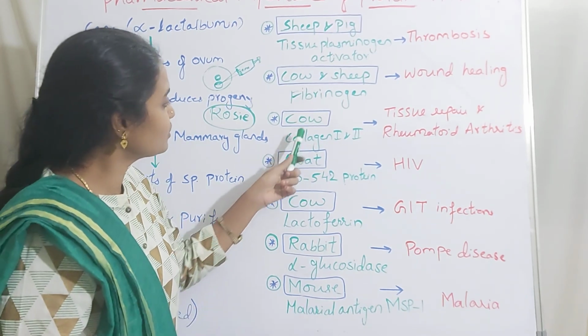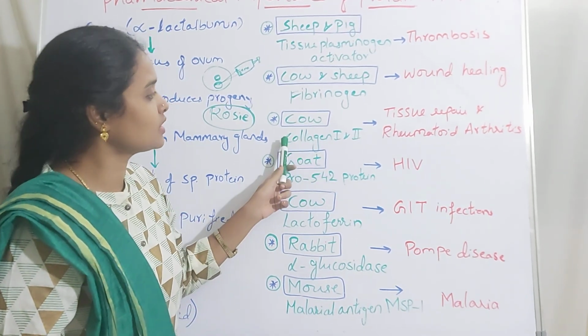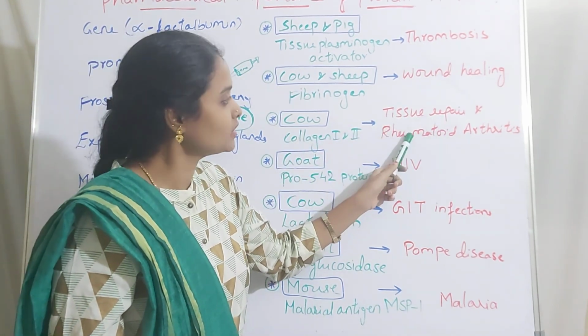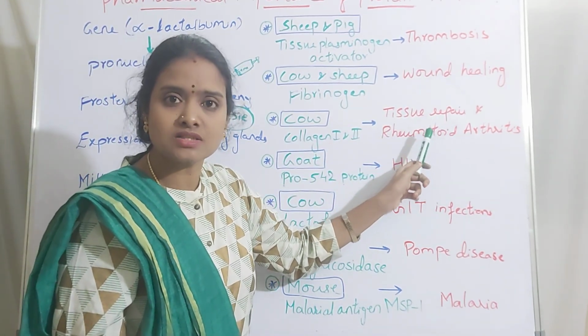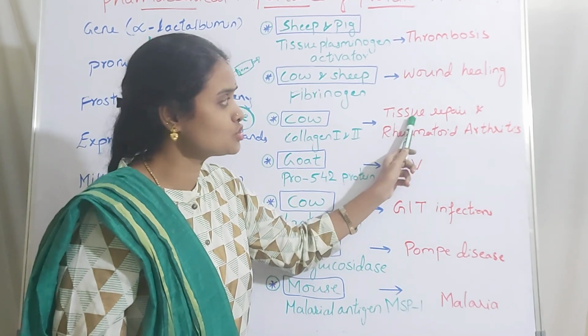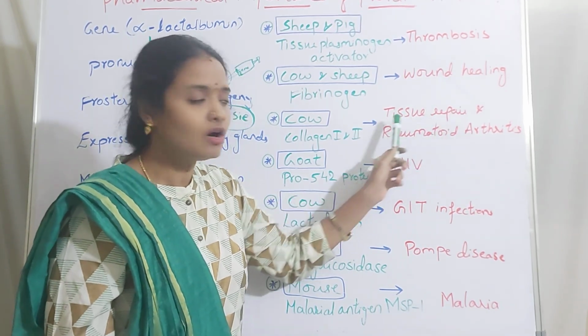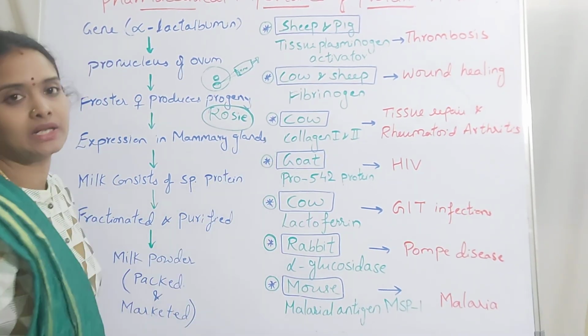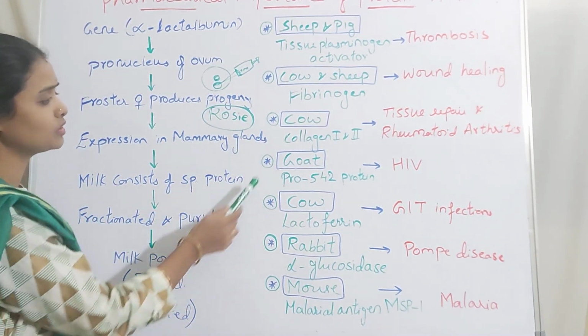So by drinking this transgenic animal's milk, diseases such as tissue repair problems and rheumatoid arthritis, right? This is related to the bone. Tissue repair related to the skin. All these can be cured by using this transgenic milk. Next, coming to the goat.